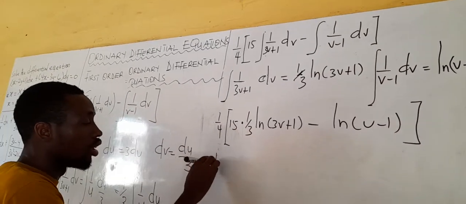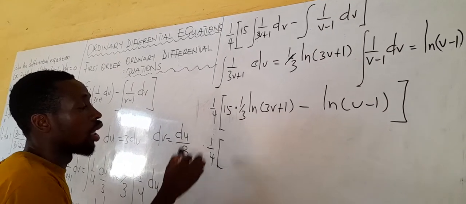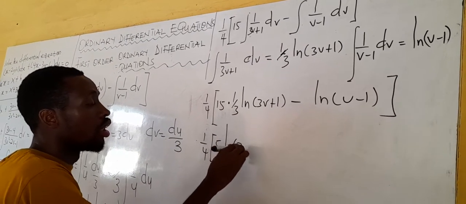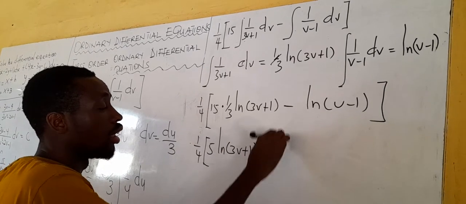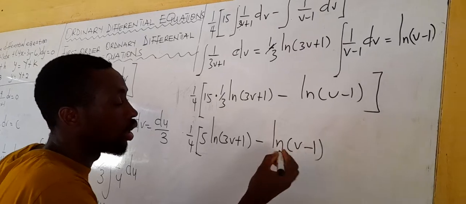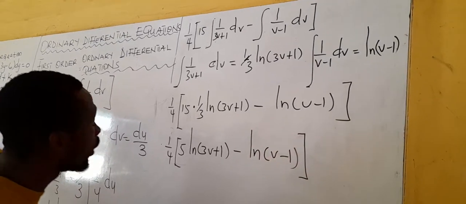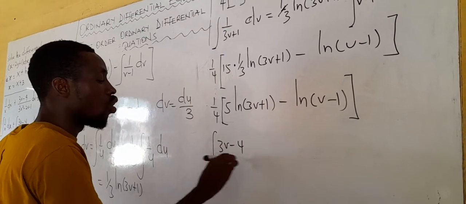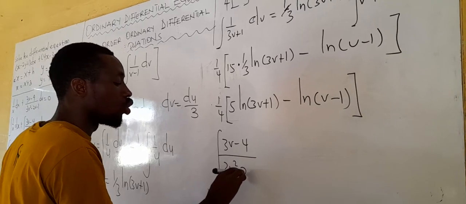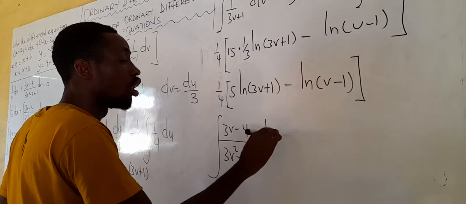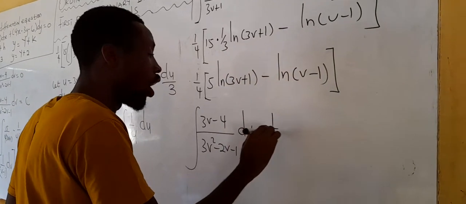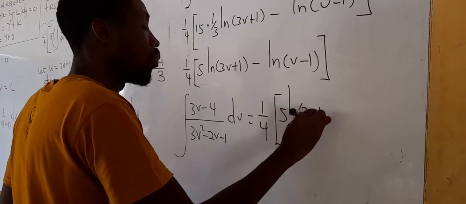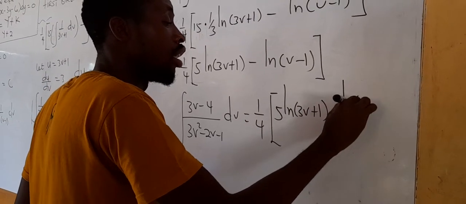Now we can polish this. So 1 over 4, bracket 15, 3 can divide 15 to be 5. So we have 5 ln 3v plus 1 minus ln v minus 1. So we can say that our integral, remember, of the 3v minus 4 over 3v squared minus 2v minus 1 dv will be equal to 1 over 4 bracket 5 ln 3v plus 1 minus ln v minus 1.